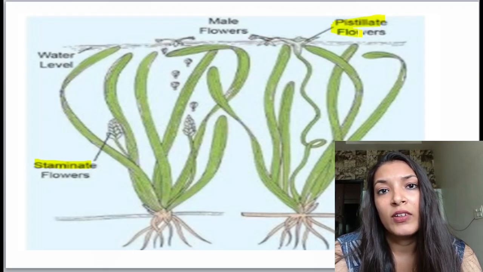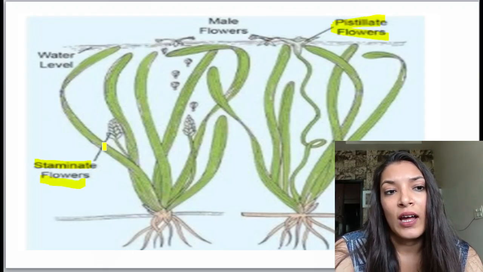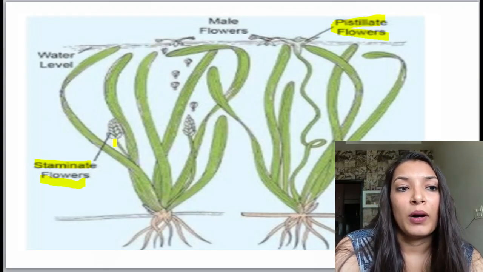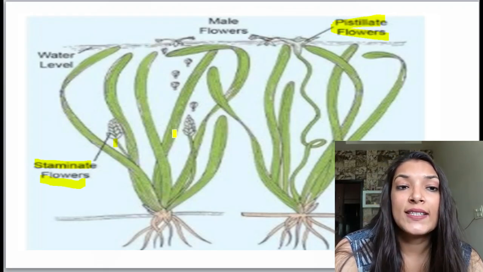A pistillate flower has only the female reproductive part, that is the pistil, and staminate flowers are those having only the male reproductive part, that is the stamen. So you can observe the case of a water pollinated plant, whose name is Vallisneria.